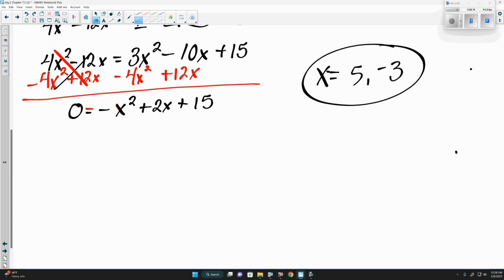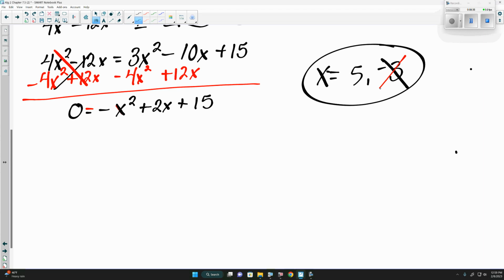So 5 and negative 3 would be our 2 solutions. But negative 3 is one of our restrictions, so it doesn't work. Any other questions on this here?